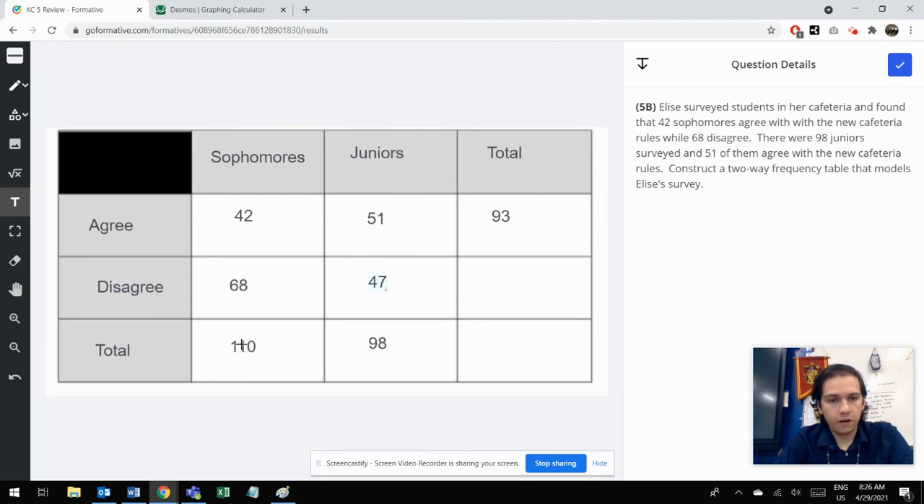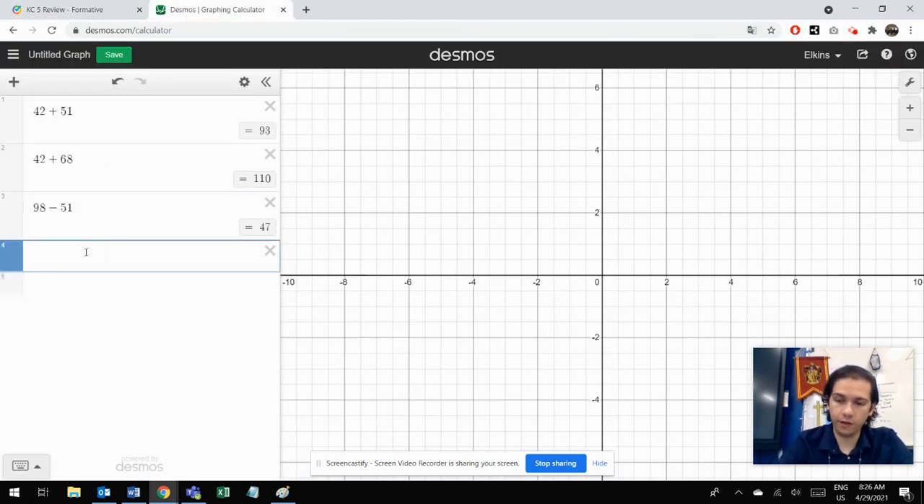So we can add here, 110 plus 98, that's 208. I did that in my head for you. And then 68 plus 47, let's do that one so we can visualize it. 68 plus 47, 115.